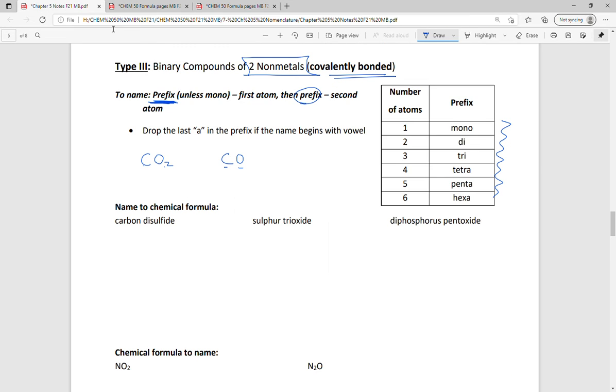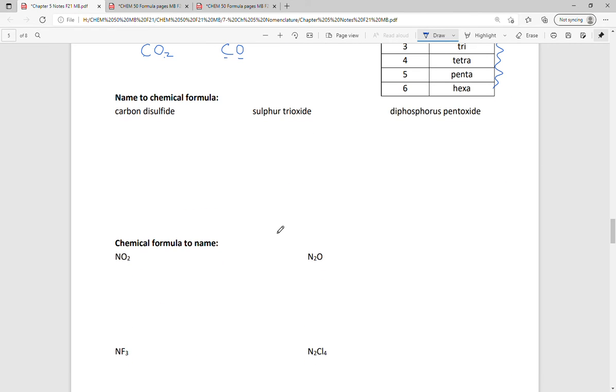Okay, so let's do some of these examples. We want to go from the name to the formula. Carbon disulfide. These ones are pretty literal. In these ones, I'm not going to talk about combining capacity because this is covalent bonding. This is sharing of electrons, and it doesn't work as easily as writing out those +2s and +3s, like showing that rough work. It's really just a literal translation.